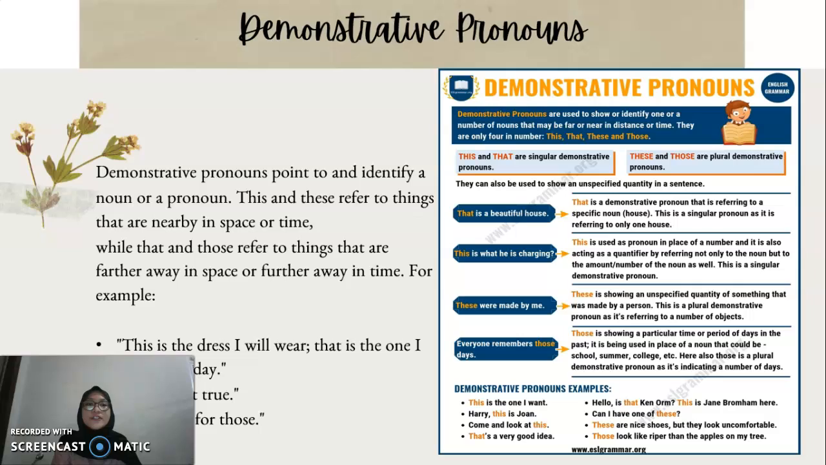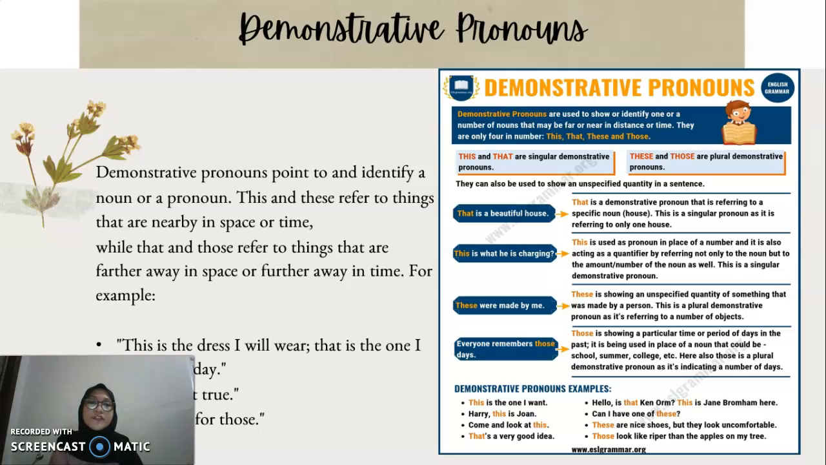Demonstrative pronouns are used to show or identify one or a number of nouns that may be far or near in distance or time. They are only four in number: this, that, these, and those. This and that are singular demonstrative pronouns. These and those are plural demonstrative pronouns.